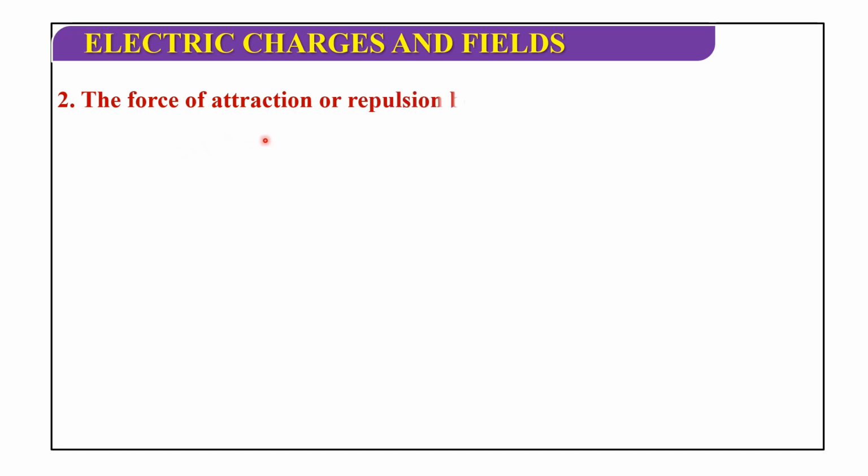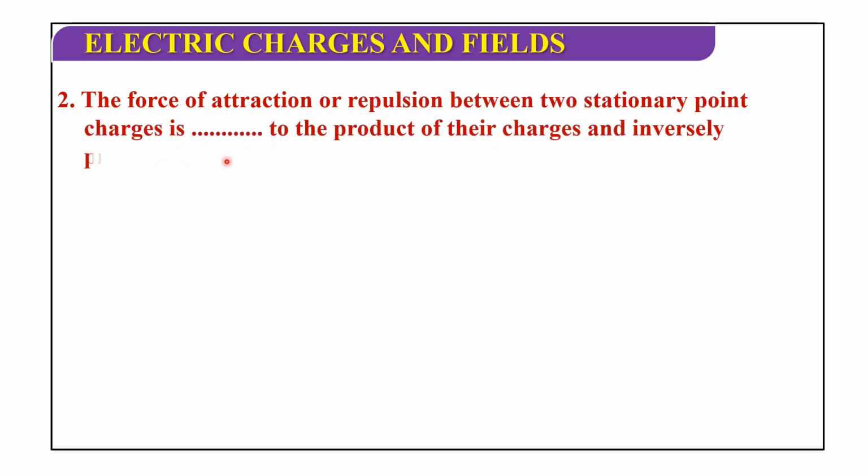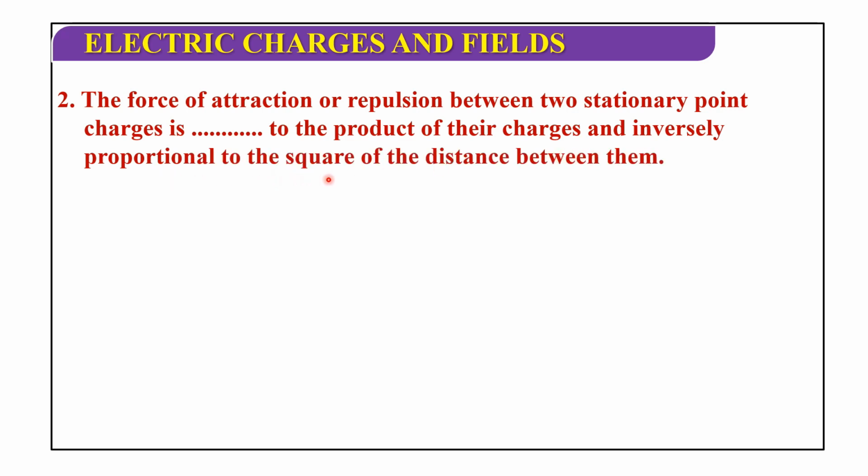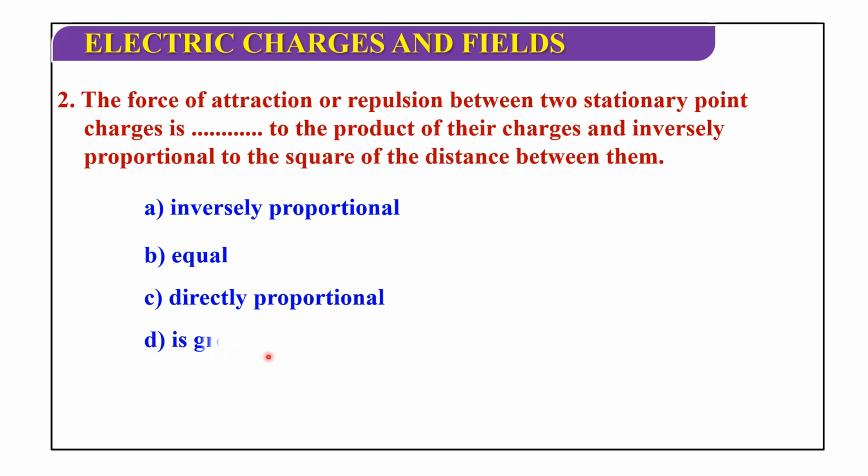The force of attraction or repulsion between two stationary point charges is dash to the product of their charges and inversely proportional to the square of the distance between them. Inversely proportional, equal, directly proportional, or is greater than. See here, the force of attraction or repulsion between two stationary point charges is directly proportional to the product of their charges. Third option is correct.